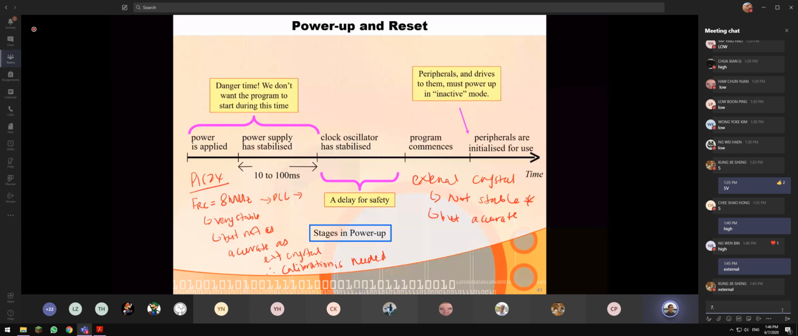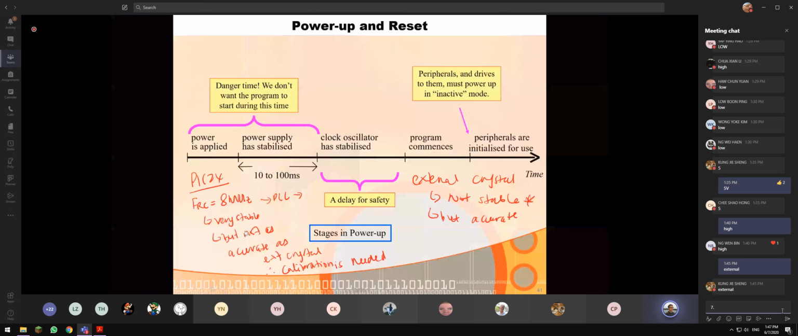However, if you want to use an external crystal, it gives you higher frequency. And remember, an external crystal is not very stable, but very accurate. I always mix up these words. Okay, remember this. We move on.